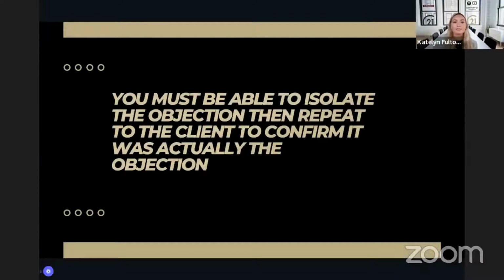So you must be able to isolate the objection and then repeat it to the client to confirm it was actually the objection. Sometimes they may just say, oh, I'm not ready yet, and we're going to talk about that. Or, I don't have the money. The interest rates are going up. So you need to find out what's the real underlying objection they're talking about? And it may not be the interest rates. It could be something completely different.